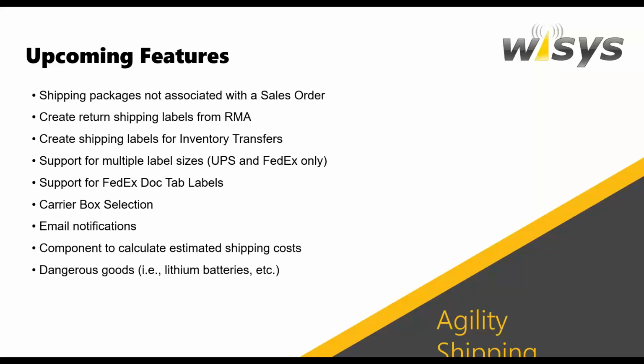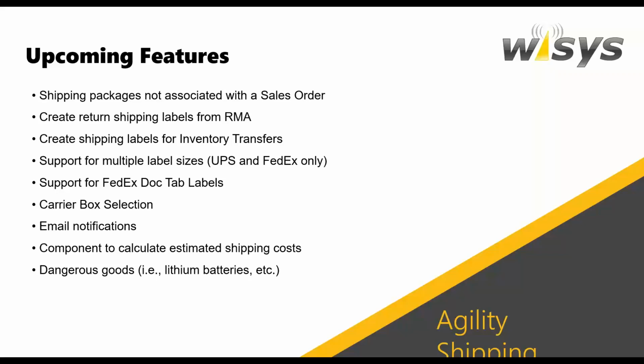We're looking at the ability for in a process to create return shipping labels from an RMA, create shipping labels from an inventory transfer. Then also looking at those labels, I mentioned that we only currently support a 4x6 label. With UPS and FedEx especially, there are additional label sizes. So we're working on getting the support built in to be able to print those additional label sizes. Also with FedEx, they have their dock tab labels, which provide additional information. So we're working on a way to make that happen.